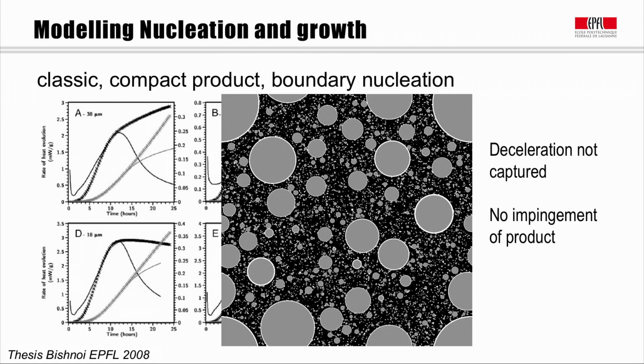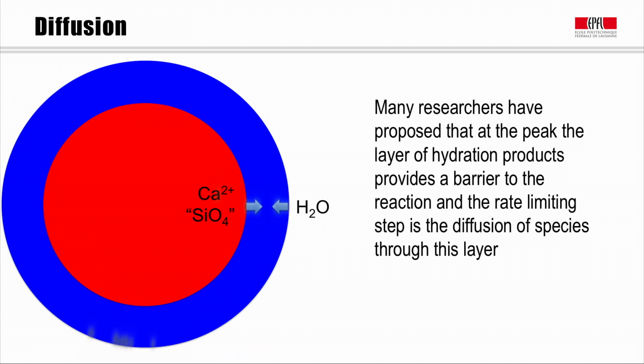So what can be an alternative? Well, classically, many researchers have proposed that what happens at the peak is that we switch the mechanism. We go from a nucleation and growth controlled mechanism to a diffusion controlled mechanism. And the idea is that we have our cement grain here, we have our solution out here, we have our product layer in between, and that either the water has to diffuse in or the products have to diffuse out. And probably both, but we don't know which one is rate limiting.